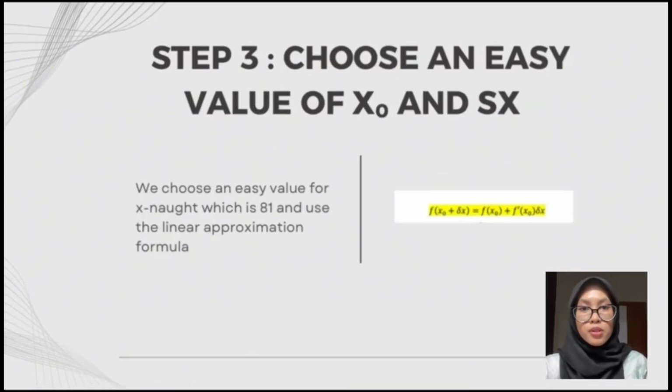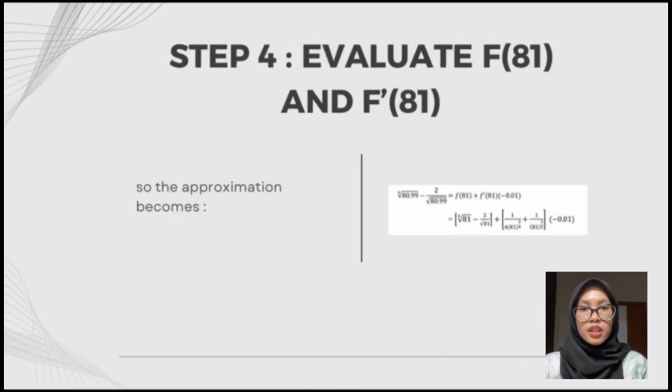Next, we use the linear approximation formula as shown on the slide. In our case, we want to estimate the value of the fourth root of 18.99 minus 2, all divided by the square root of 18.99. So we rewrite it as f of 81 plus f prime of 81 times negative 0.01. We got negative 0.01 by subtracting 18.99 minus 81.